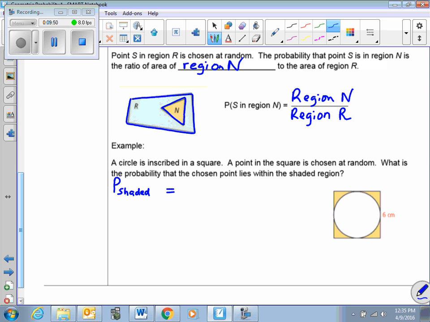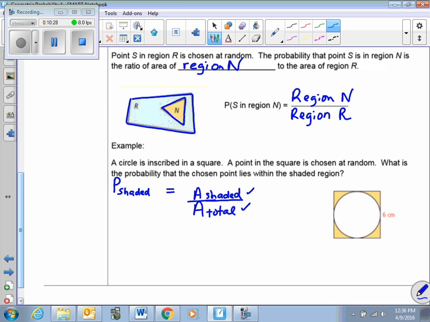So what's that going to be? So the favorable is the shaded. So we need the probability that it's in the shaded region divided by... I mean, I need the area. I need the area of the shaded region divided by the area of the whole thing, the total area. So favorable outcomes divided by total possible outcomes.